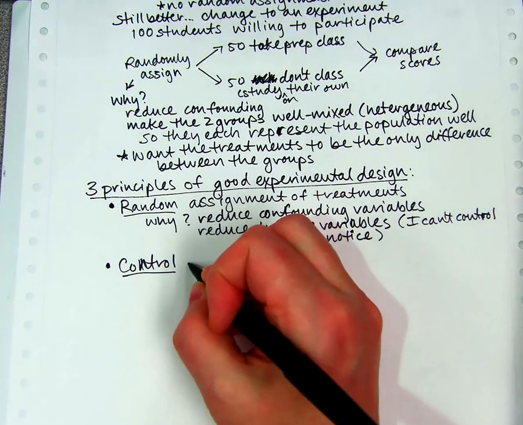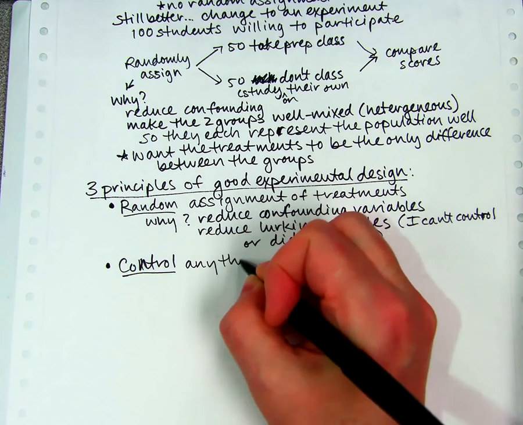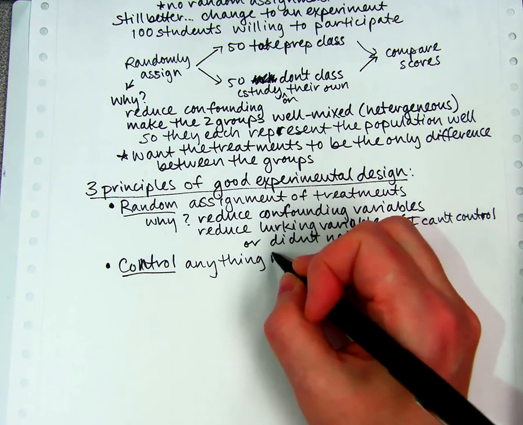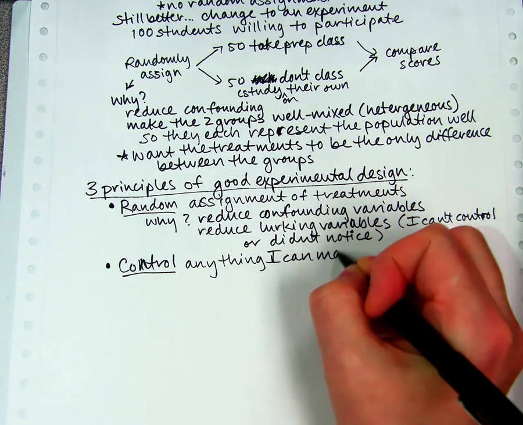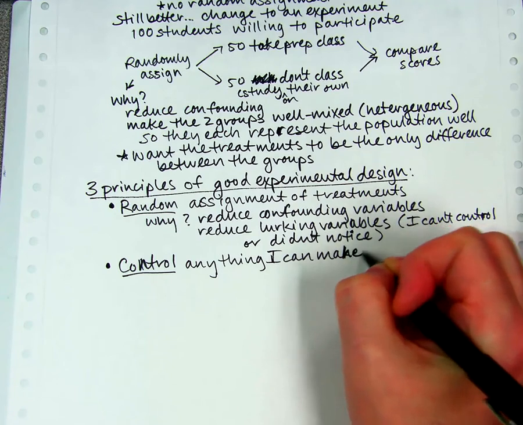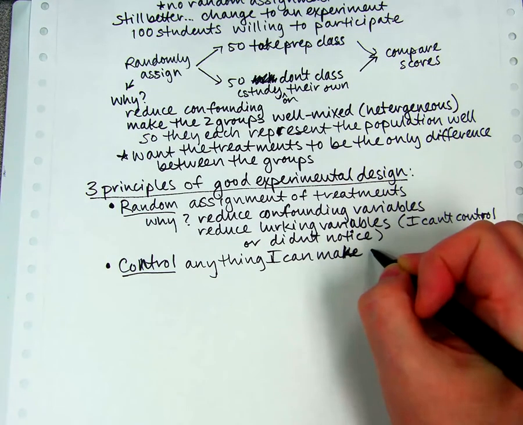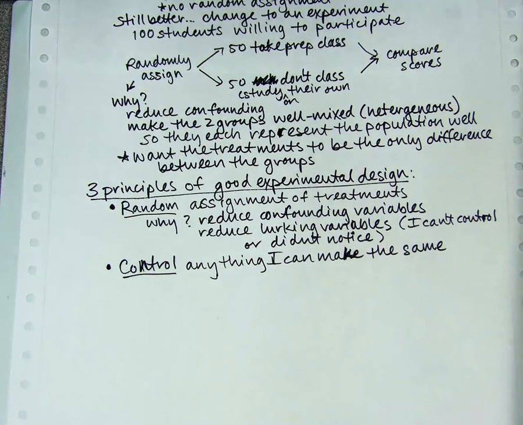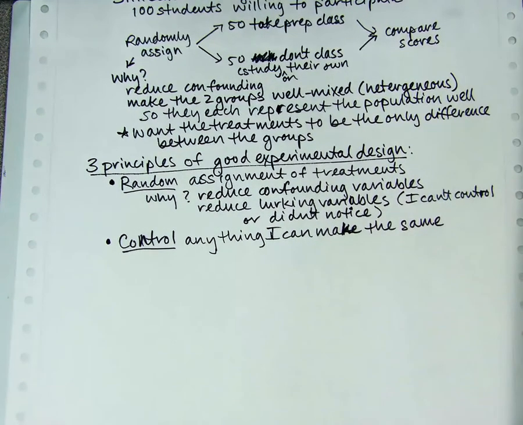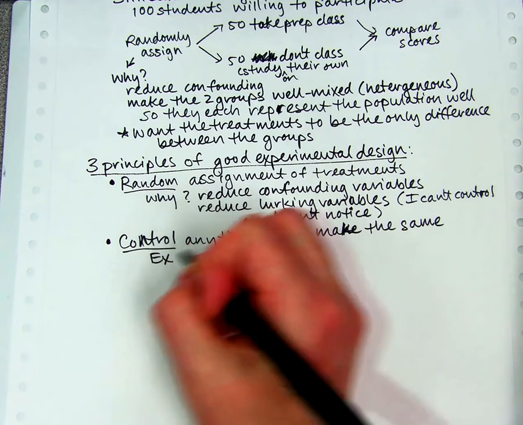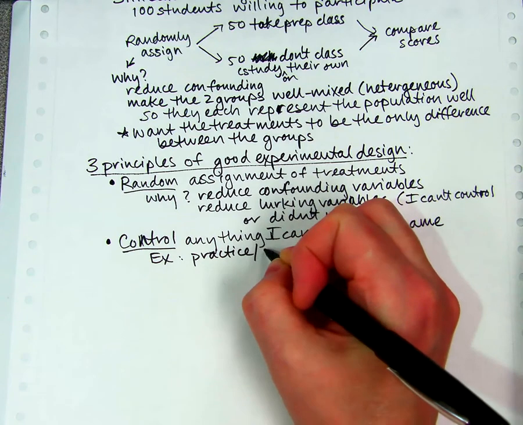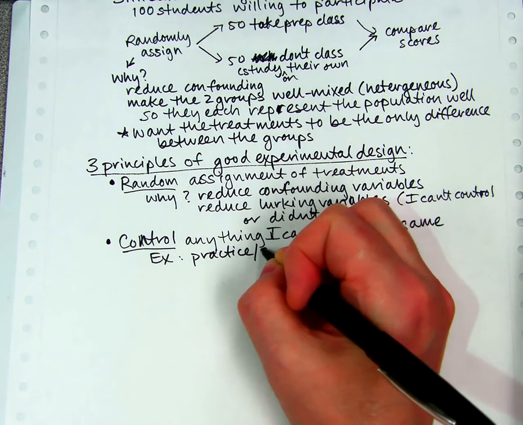And control: anything that I can make the same, I will make the same. And I talked about this a minute ago with the plants. I want anything that could be a confounding variable to be the same between both groups. So with the SAT prep class, maybe the amount of time that the one group spends in the prep class, I would tell the other group that they need to practice for that amount of time on their own. So practice time or study time could be something I could control and try to make the same for both groups.